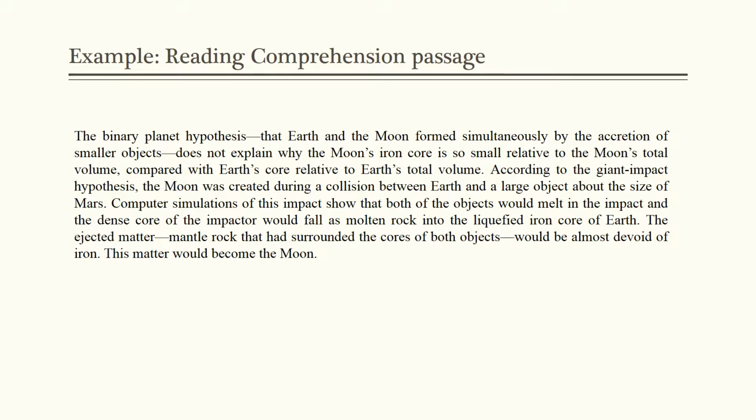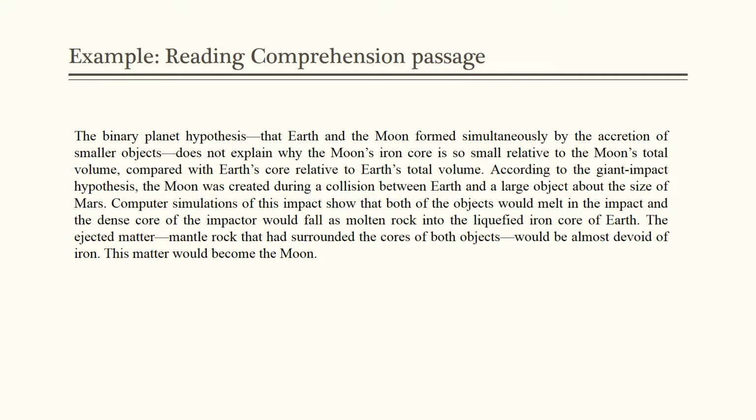Let's look at another reading comprehension passage. The binary planet hypothesis that Earth and the Moon formed simultaneously by the accretion of small objects does not explain why the Moon's iron core is so small relative to the Moon's total volume compared with Earth's core relative to Earth's total volume.